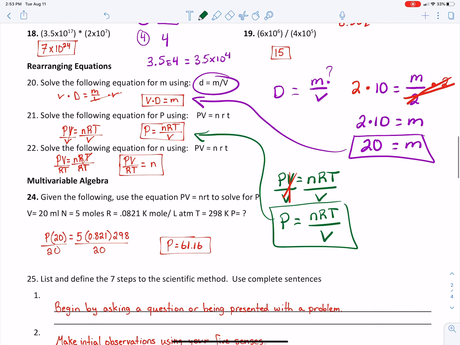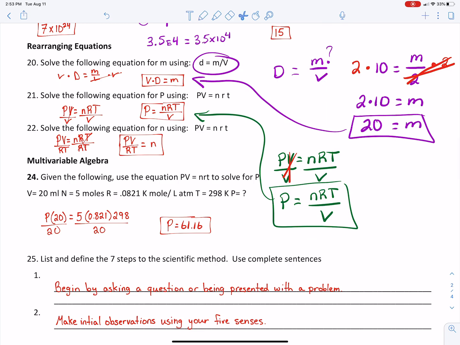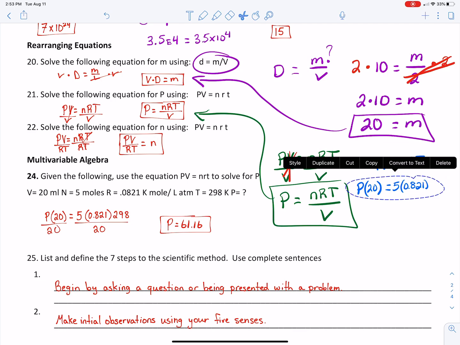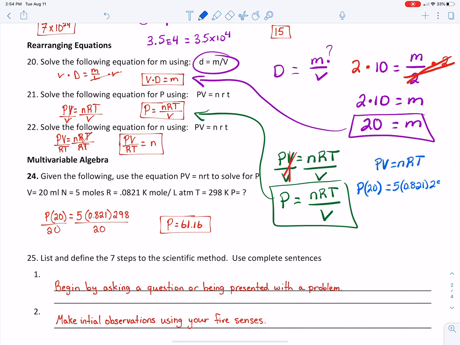Now let's try 24, where we enter in some numbers. I'll just write small. Let's go with blue. So now it tells me I've got PV equals nRT, and I do not know what P is. V is 20. I'm going to use parentheses around here just so I know what's what. n is 5. R is 0.821. And T, move this over a little, T is 298. All right, so now we've got numbers.